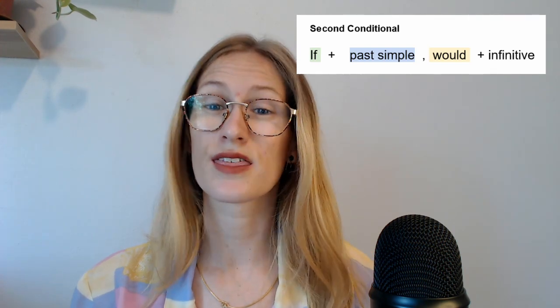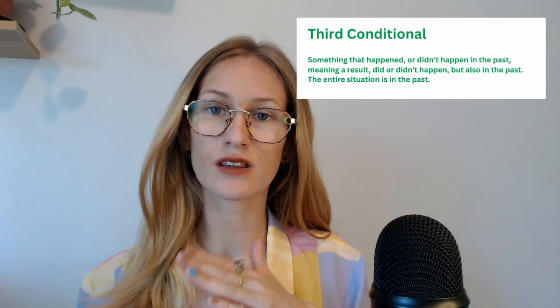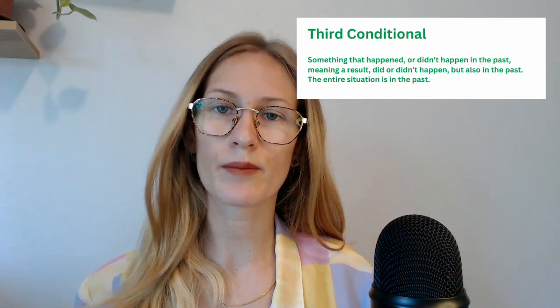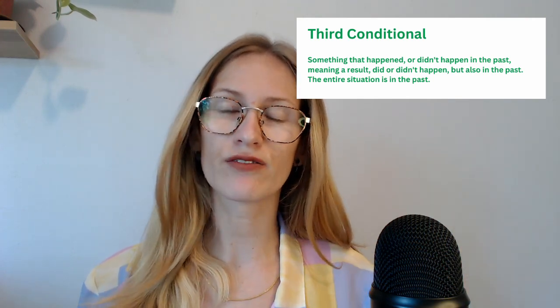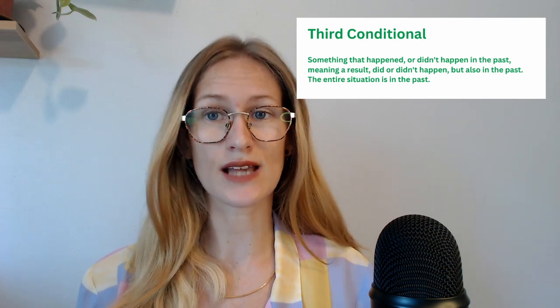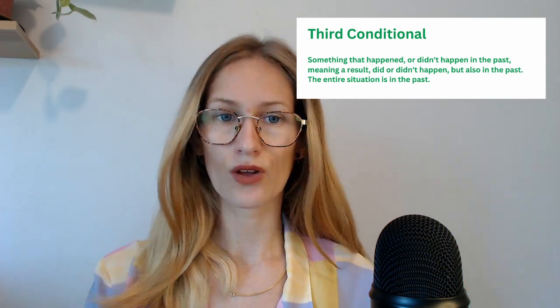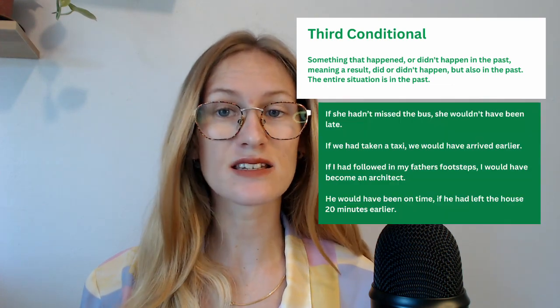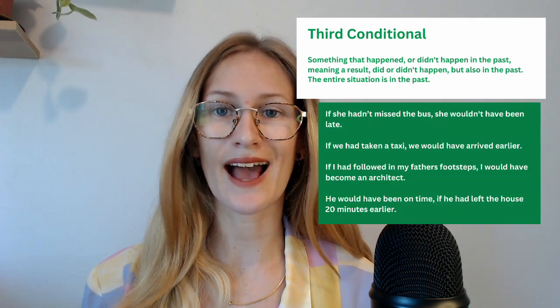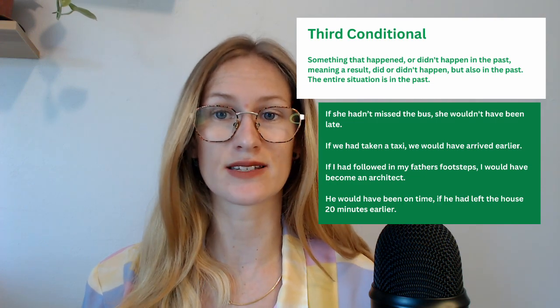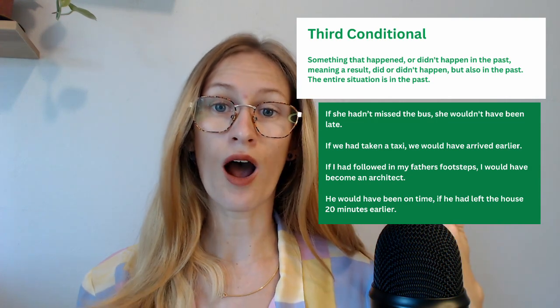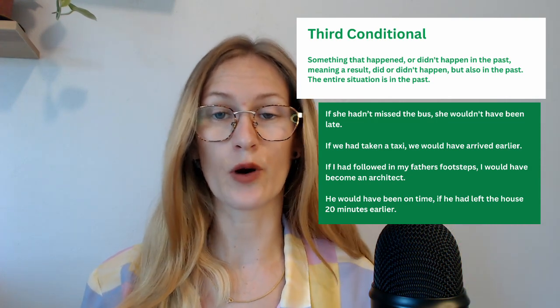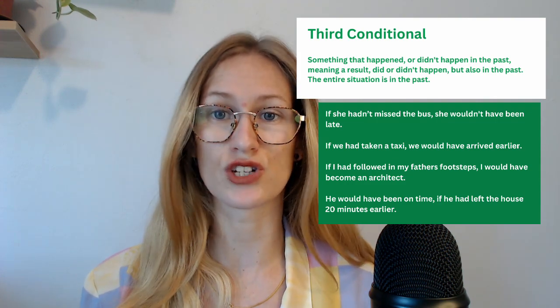So lastly, onto the third conditional. Now, with the third conditional, we are referring to everything as in the past. We are talking about something that did or did not happen in the past, and therefore the result did or did not happen in the past. For example, if I had studied harder, I would have got into my favorite university. The understanding is because the entire sentence is in the past, I did not study hard, so therefore I did not get into my favorite university.